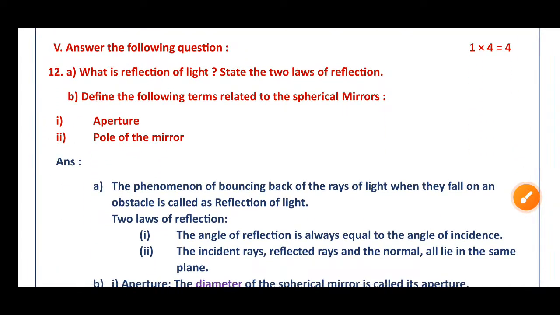Question number 5. Answer the following questions. Question number 12. A. What is reflection of light? State the two laws of reflection. B. Define the following terms related to spherical mirrors. Okay. Then C.